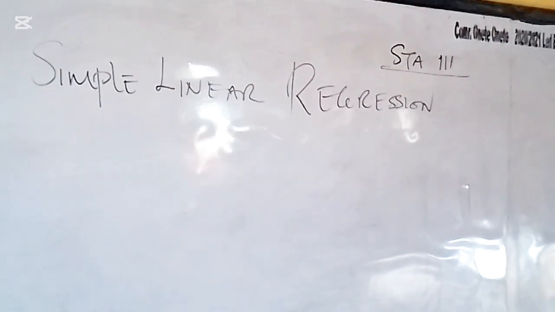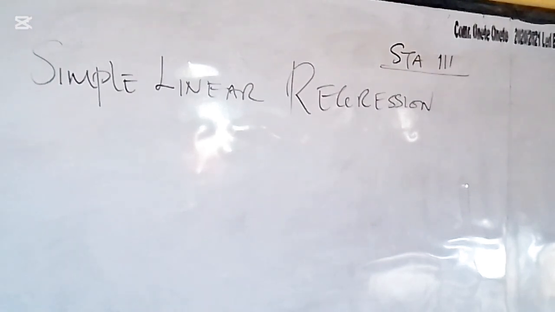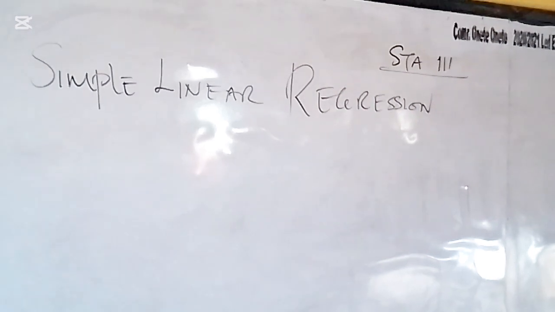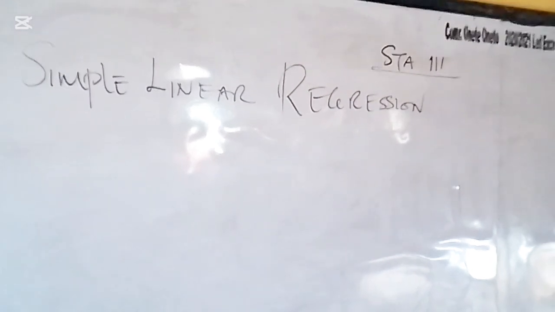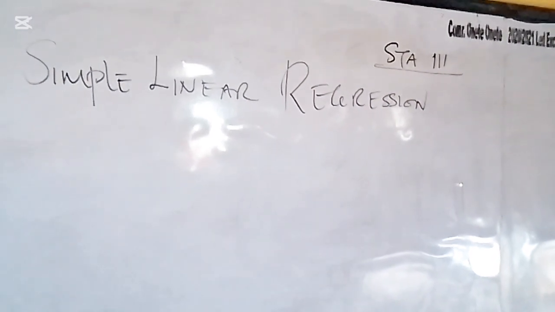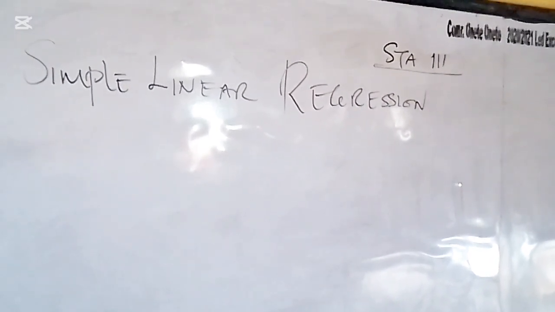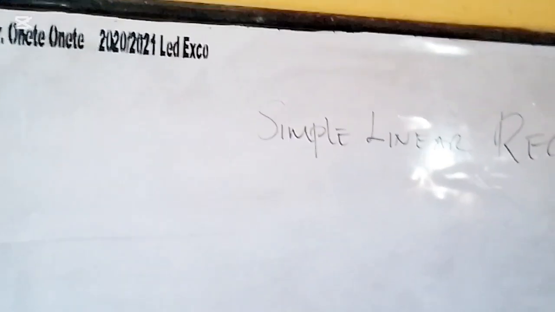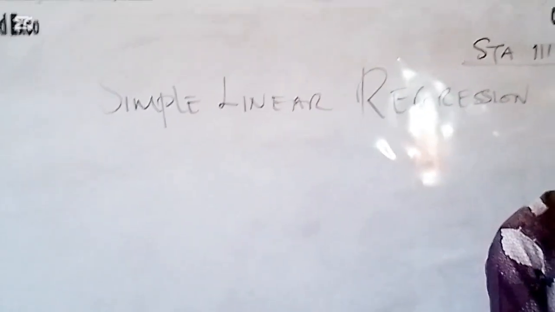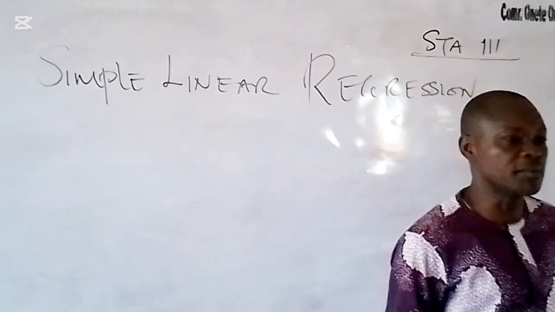We have principally two types of regression. We have the simple linear regression and we have the multiple regression. Even though the multiple regression can be linear, we also have other types of regression. But what we are going to do right now for you is simple linear regression. We call it simple linear regression because it has to do with only one variable.